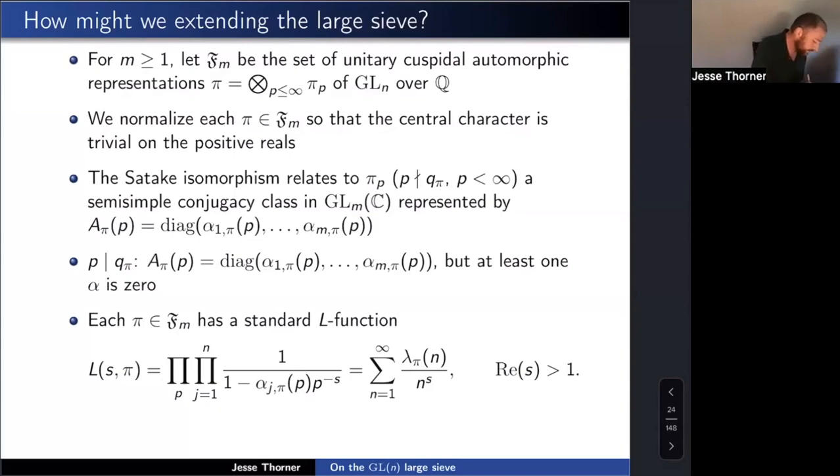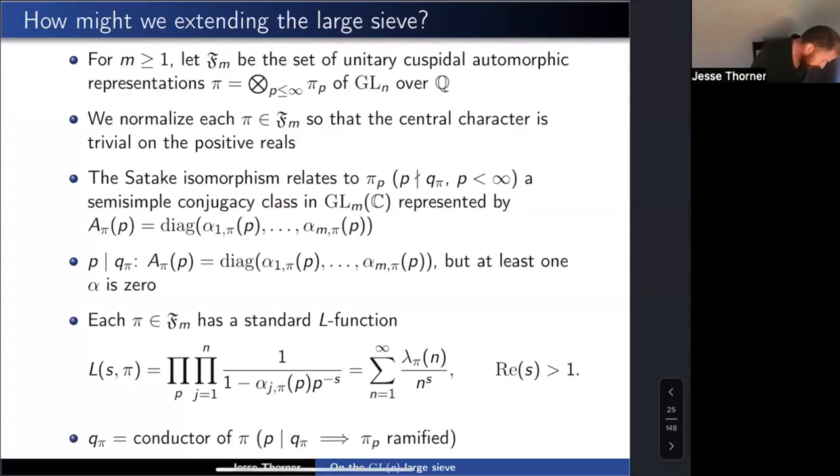And this Euler product expands out as a Dirichlet series, which I write as a sum from n equals 1 to infinity of lambda_pi(n) over n to the s. Lambda_pi(n) here is the nth Hecke eigenvalue of pi. And this converges absolutely for real part of s bigger than 1. All right. So the q_pi here is the conductor of pi. And so in particular, at each p dividing q_pi, pi_p is ramified.